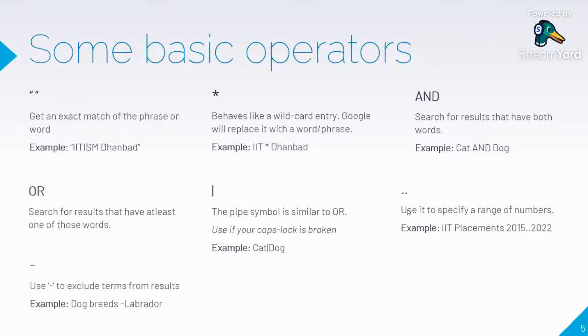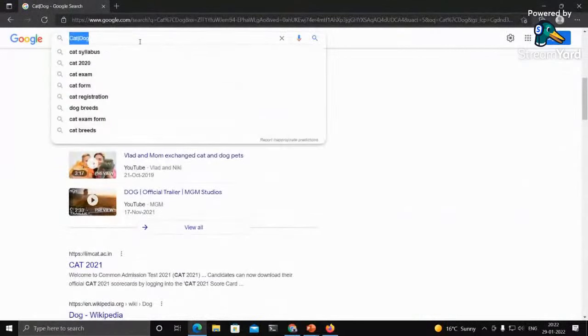Moving on to the last basic operator, the exclusion, the minus symbol. It is used to exclude terms from the search result. So suppose you want to find dog breeds excluding the breed Labrador, well then you could simply Google dog breeds minus Labrador. So the results will not have the word Labrador in them. So let's try these as well.